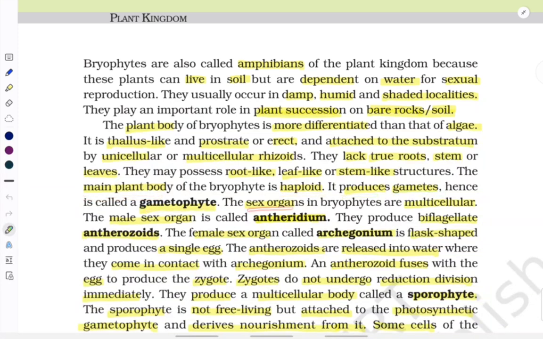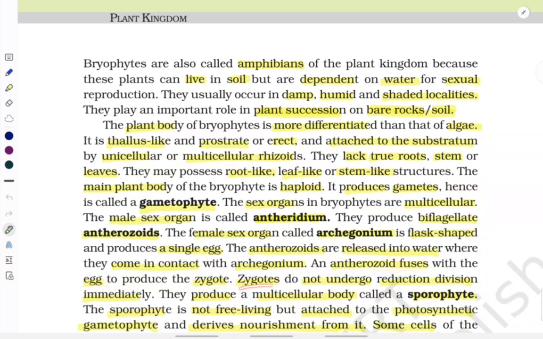The sex organs are multicellular. The male sex organ is known as antheridium, and it produces biflagellated antherozoites. The female sex organ, archegonium, which is flask shaped, produces a single egg. The antherozoites are released into water and come in contact with the archegonium. The antherozoite fuses with the egg and the zygote is formed.